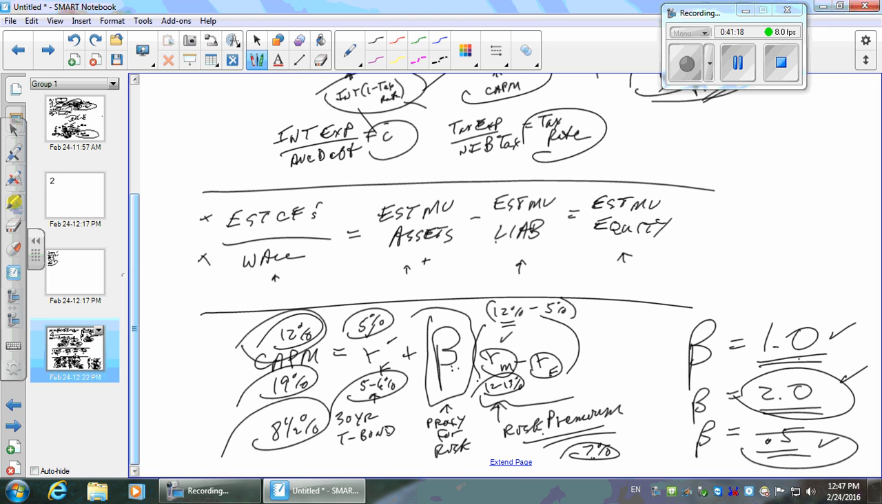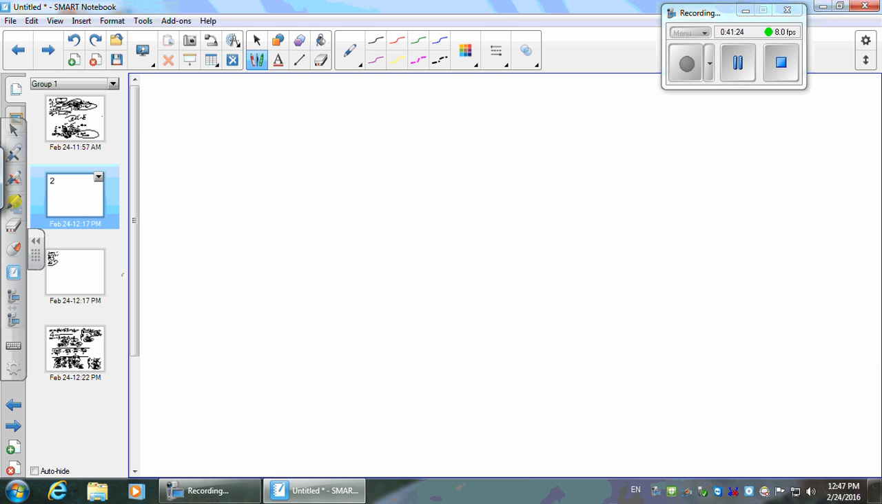All right, we're about done. Well, so what did you do in that problem? It was pretty easy, wasn't it? What does it ask for? What are we going to do, you guys? Estimated cash flows divided by weighted average cost of capital. Go after it. And that's going to be the estimated market value of the assets.